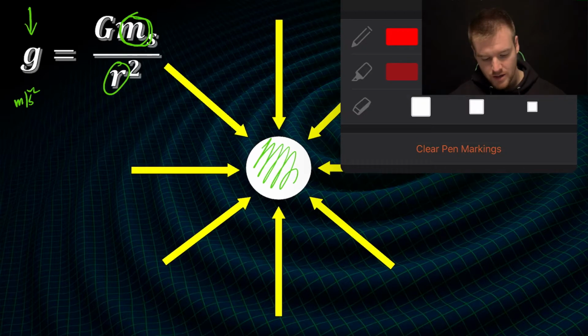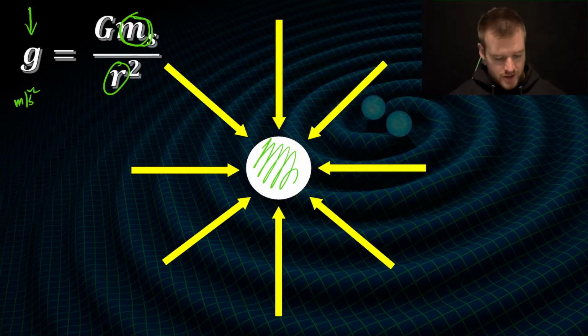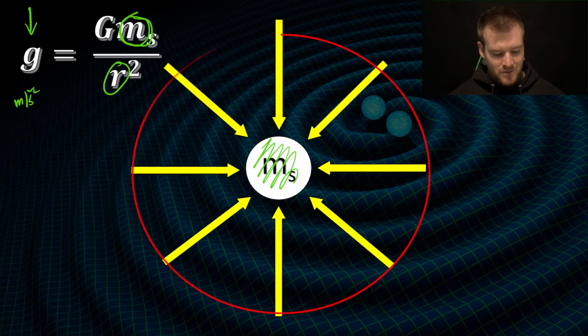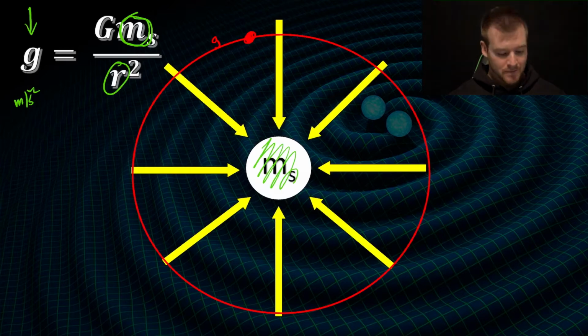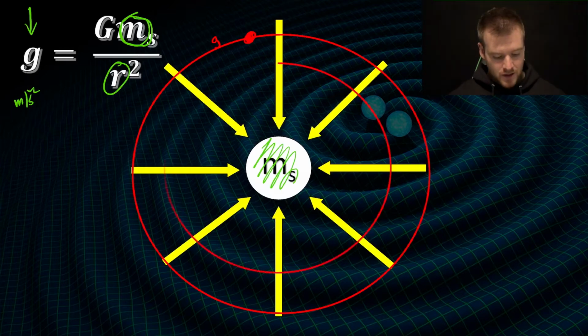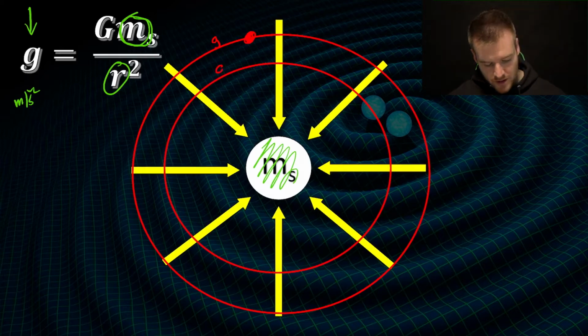So switch to red here. I'm going to draw these circles here. If I drop something from, there's m_s. If I drop something from this height, or if I hold something up at this height, the gravitational field strength here is probably going to be pretty small because it's a far distance away from the mass. Now, if I go a little bit closer, the g is going to be a little bit bigger.